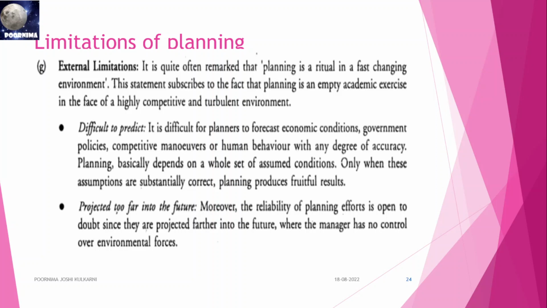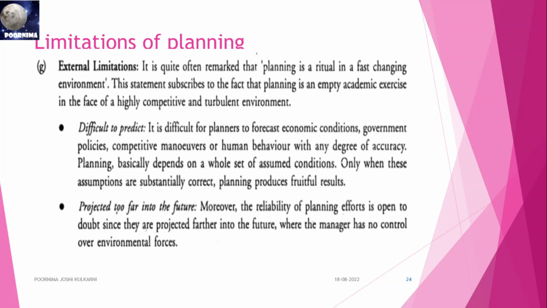Competitive maneuvers and human behavior cannot be predicted with a degree of accuracy. Planning basically depends on forecasts. Only when these are substantially correct does planning produce the portfolio. Plans projected too far into the future are a problem. You cannot predict after 50 years what happens. Yeah, a little time, 3 years. After 3 years, you should have a review.